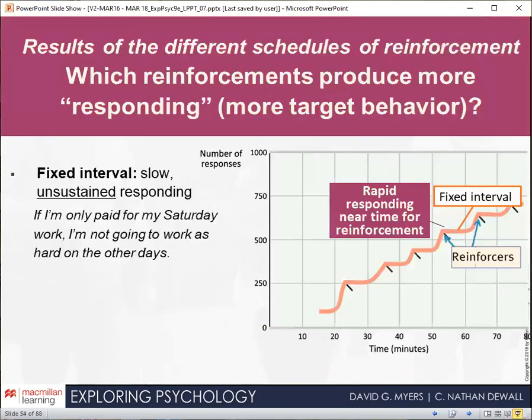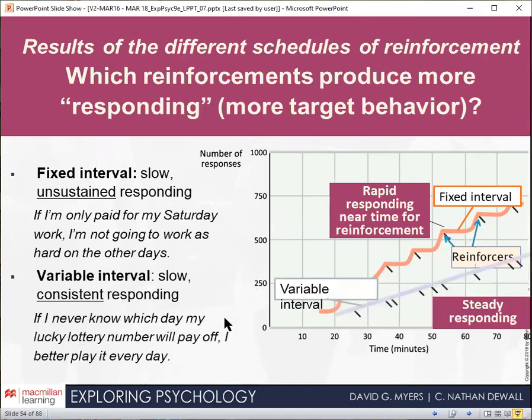Look at this graph. So here we have a fixed interval leading to slow, unsustained responding. So if I'm only paid for my Saturday work, I'm not going to work as hard on the other days. So what you see here is that it's rather slack, but then the closer it gets to payday, which these hash marks represent, that's when you get your reinforcement. That's when you do the most work. So like a scallop, okay? So that's what we see with fixed interval.